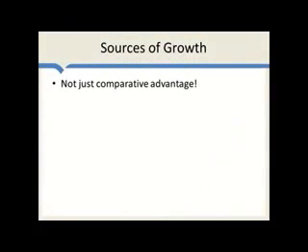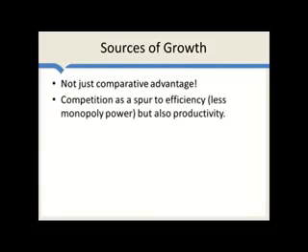Recent empirical evidence has also taught us more about the sources of growth from trade. Surprisingly, it's not just from comparative advantage. So think about Portugal. In the comparative advantage theory, Portugal benefits from trade by specializing in wine production and by producing less cloth. But what we're finding is that countries which open up to trade, both their cloth industry and their wine industry become more efficient and more productive. So competition here is a spur to efficiency.